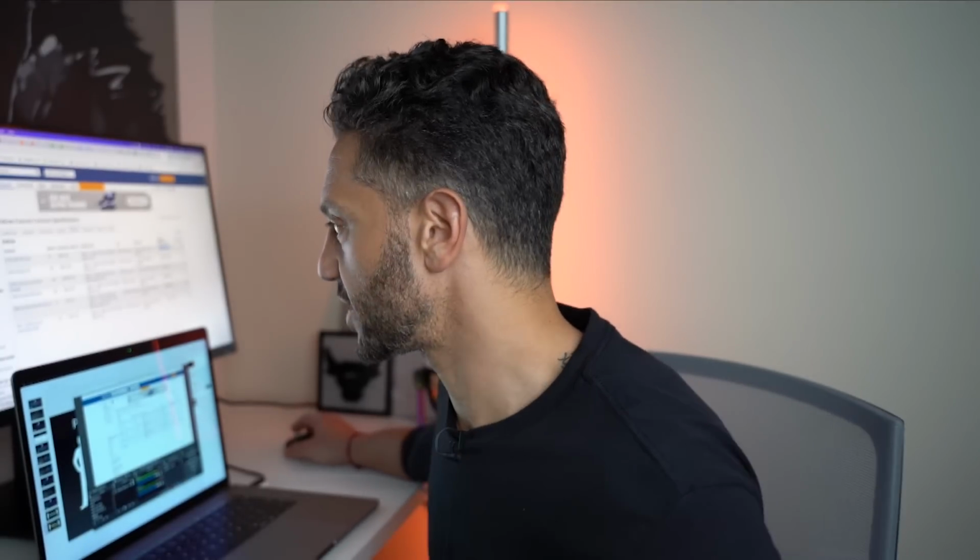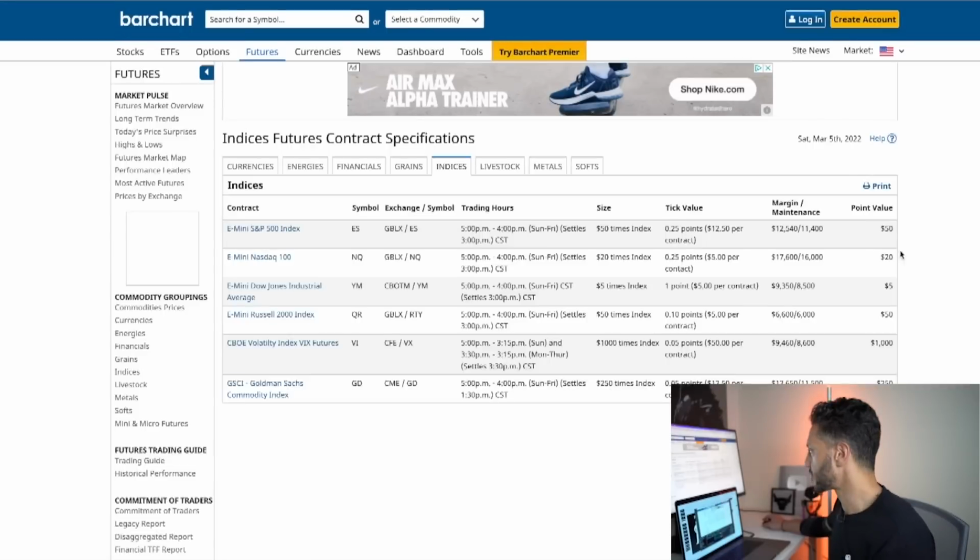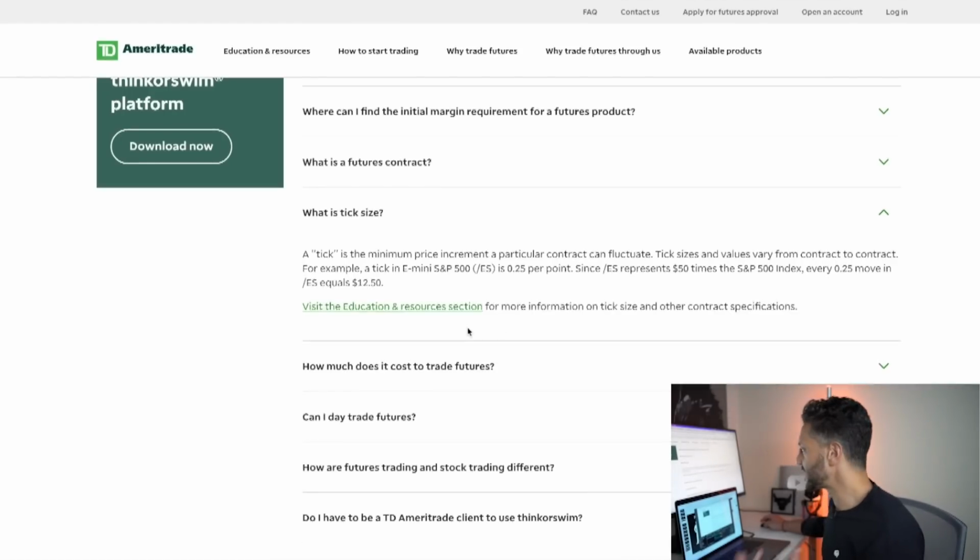Now, don't fret, especially for you beginner retail traders, there is a much easier way to trade the S&P 500 futures, and that's where the micros come in. Now, keep in mind that in order to trade futures, you will need a margin account on most brokers. The requirements will differ from broker to broker, but most likely you will need a margin account. All right, so what is a tick size?